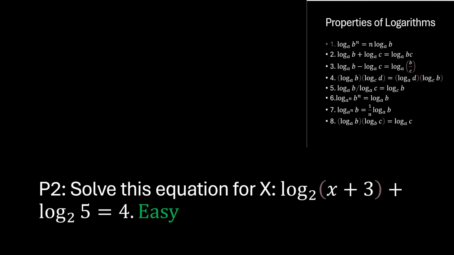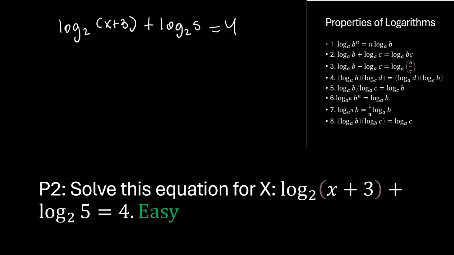So this is our first logarithmic equation. We need to solve log base 2 of (x + 3) plus log base 2 of 5 equals 4. And we're solving for x. So first, let's write this problem out. Log base 2 of (x + 3) plus log base 2 of 5. And so we need to see what property will help us solve this equation.